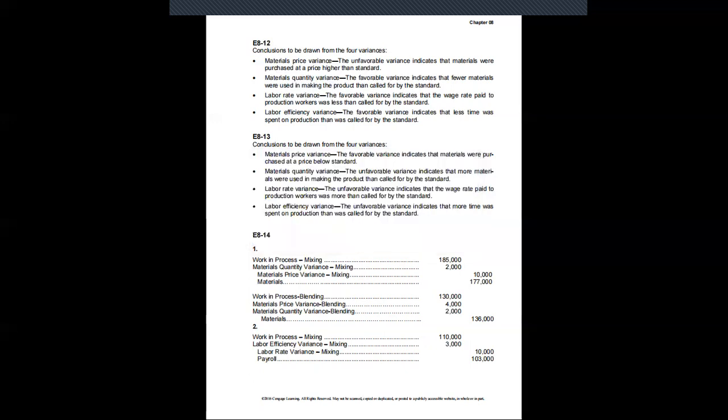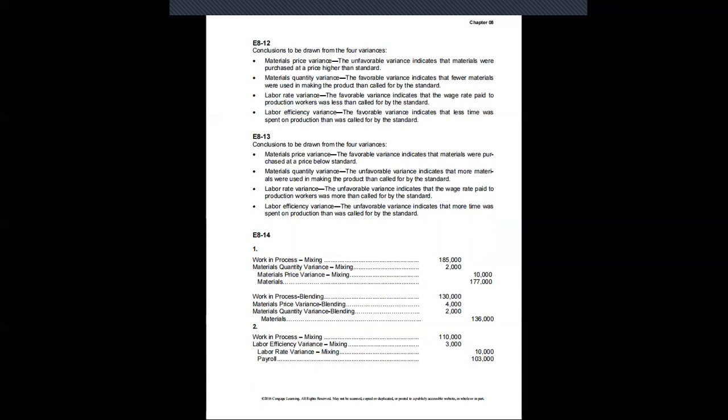Take up E8-12 with the requirement here. What conclusions can be drawn from each of the four variances shown in the trial balance?